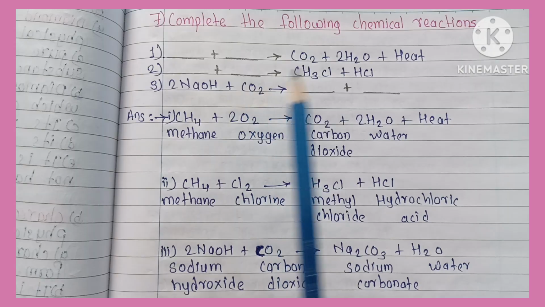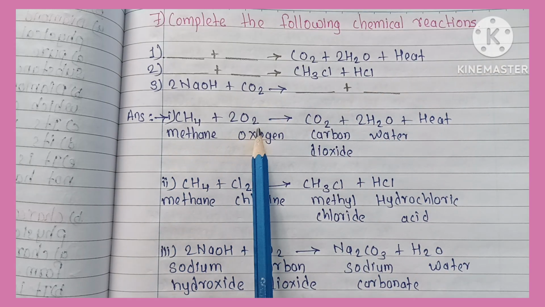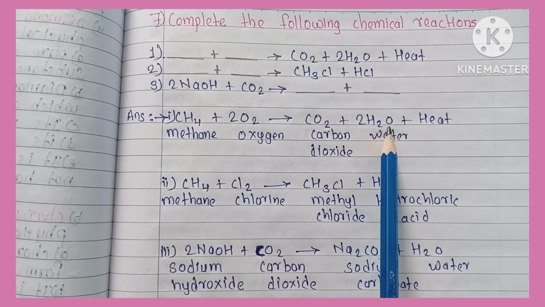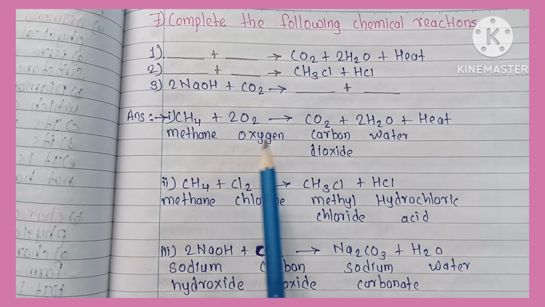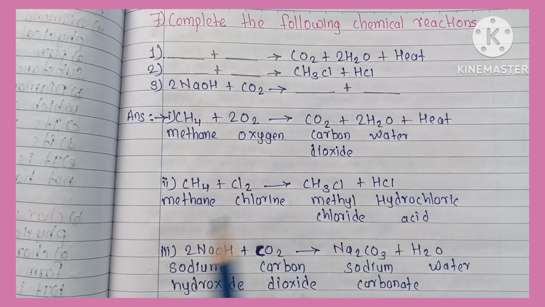Seventh question. Complete the following chemical reaction. First, CH4 plus 2O2 gives CO2 plus 2H2O plus heat. Methane reacts with oxygen to form carbon dioxide, water and heat.